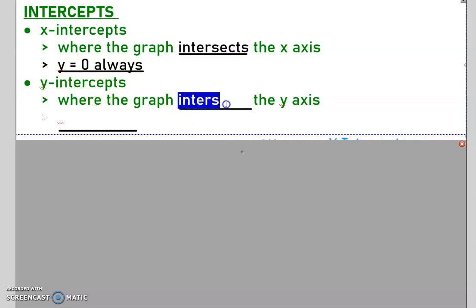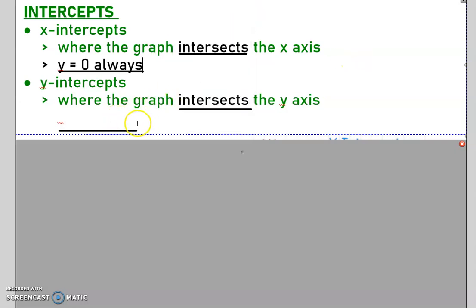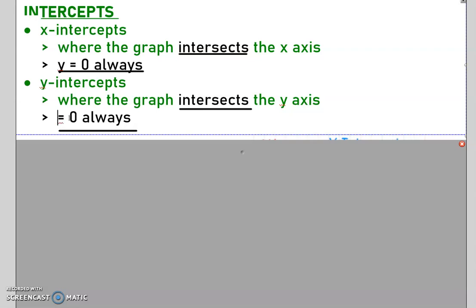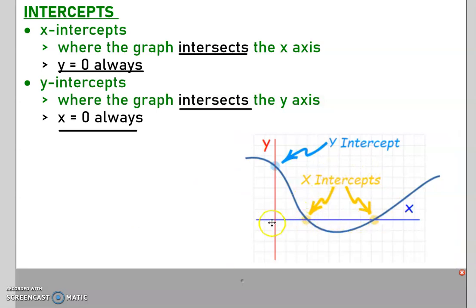And my y-intercept is where the graph intersects the y-axis. And guess what? It's when x is always 0, okay? A good visual of that I have right here. Notice my x-intercepts. That's where this navy function is crossing the x-axis. So there are two x-intercepts. And if I'm just going over, remember when we plot points, I go over and then up and down. Well, I'm not going up and down. That's why my y is always 0.